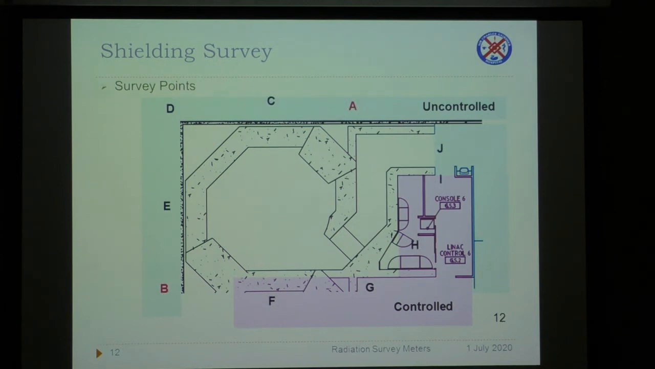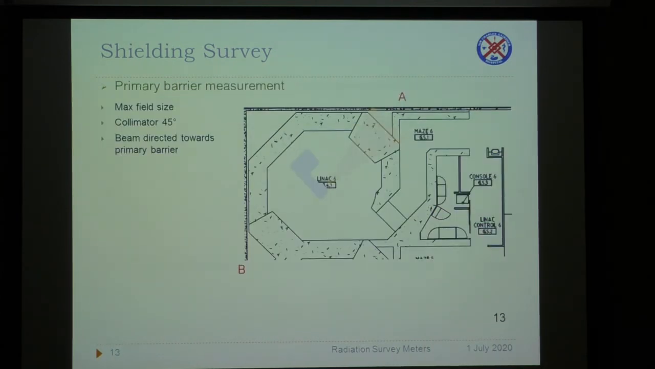Then you define your points. You have your primary shielding points here, and your secondary shielding points here. The primary beam comes through this way: when the linac is facing this way, it goes directly through the wall here, and when it's going this way, it goes directly through the wall here. Scattered radiation will bounce off the patient or off the linac head and go out all over the place. You also have scatter through the maze that you have to consider.